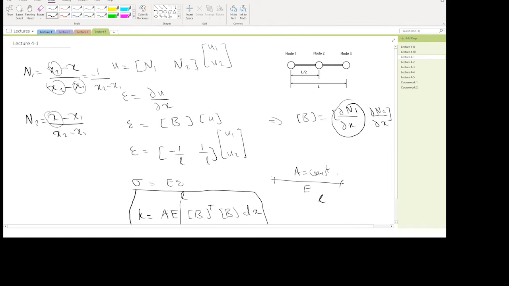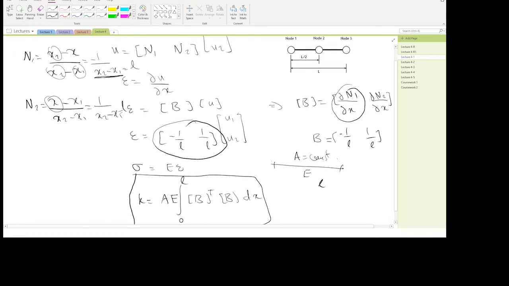And the derivative of this one, this is the only x in there, this is the only variable in there. So it is 1 over X2 minus X1. And X2 minus X1 is basically the length, so it's equal to L. And this is the expression we have for the B matrix. So it is minus 1 over L, 1 over L. So this is the B matrix. We have used the B matrix only once to derive the stiffness matrix, and we are going to use it again today.